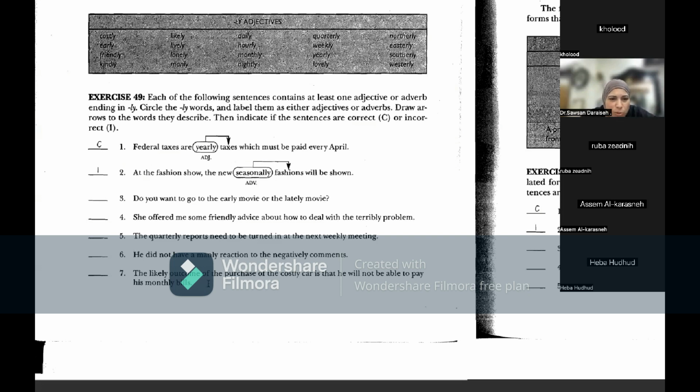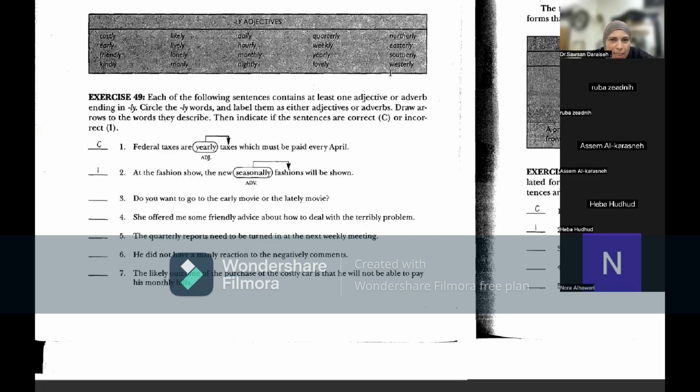The likely outcome of the purchase. The likely. What do you think of likely? Is it here somewhere? Is it acceptable? Look at it here. Is it there? Here it is. Likely. And outcome, guys. Outcome معناها النتيجة. So this is a noun.